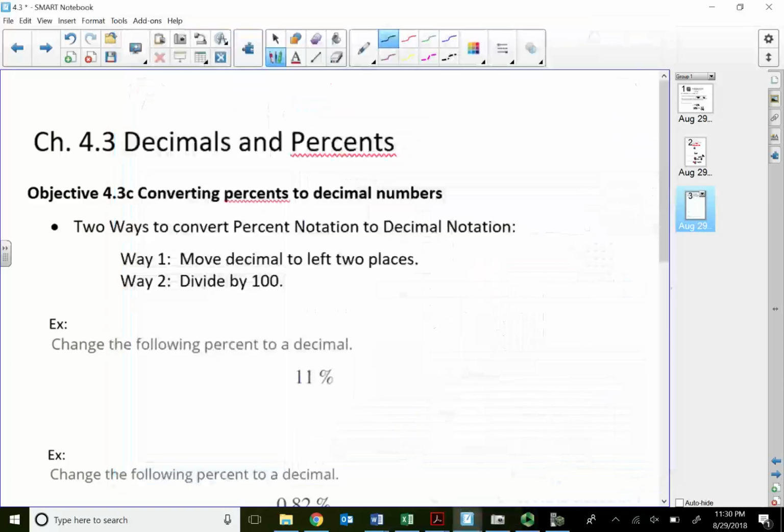Welcome back to Module 4.3. In this lecture video, we are going to talk about converting percents to decimal notation.